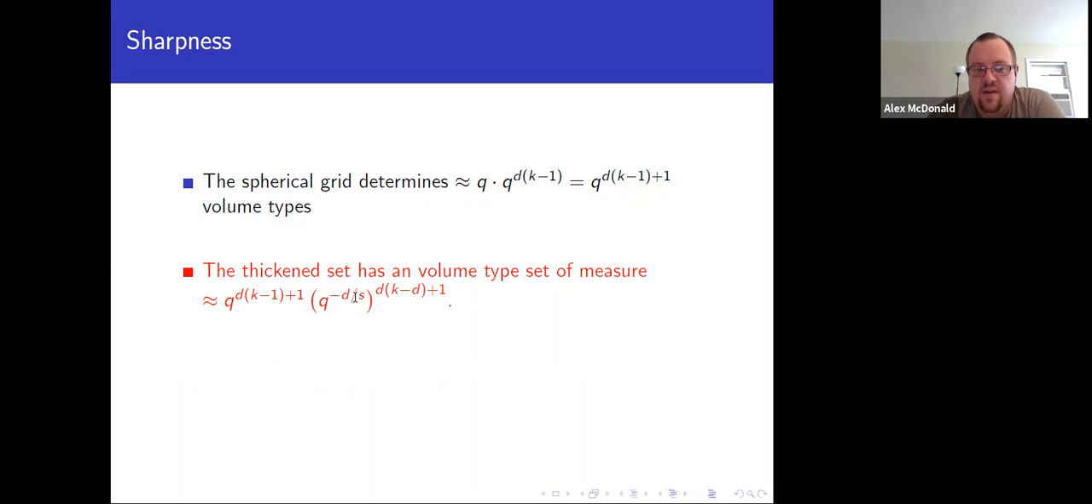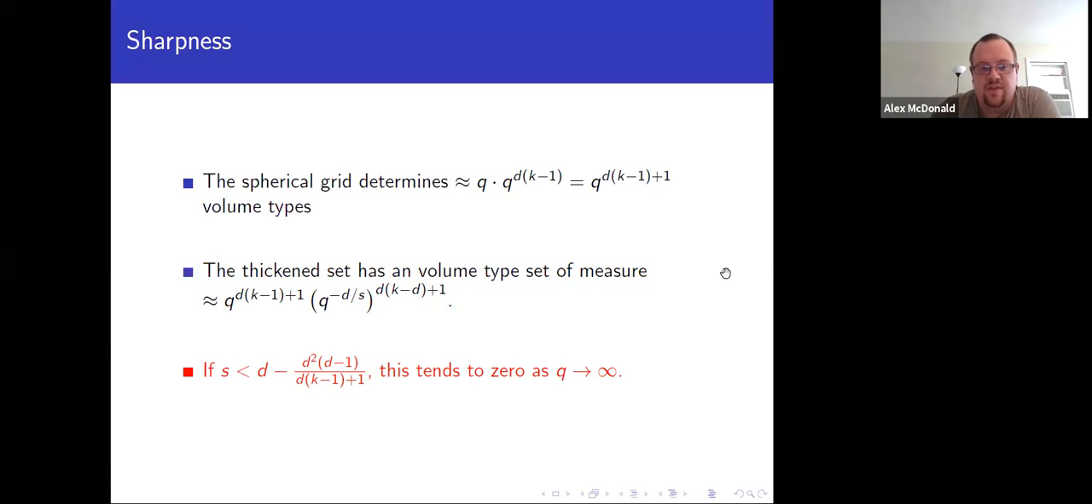you've thickened it by Q to the minus D over S, and this is in the dimension of the space of volume types. So this total quantity is the measure of the set of volume types for that thickened set, the approximation. As Q goes to infinity, this will tend to 0 if S is where I claimed it was, and that means that the resulting set would have measure 0 volume types.